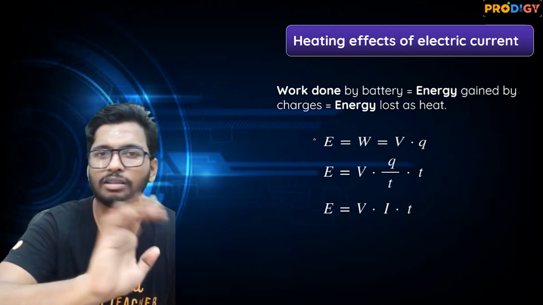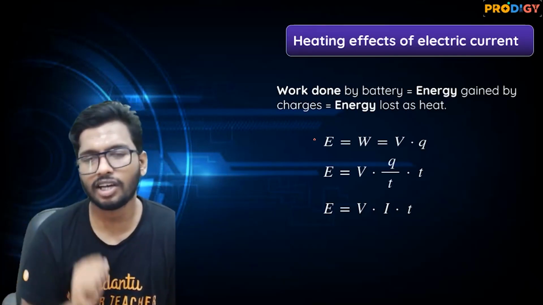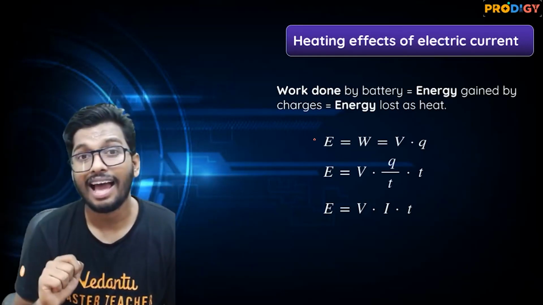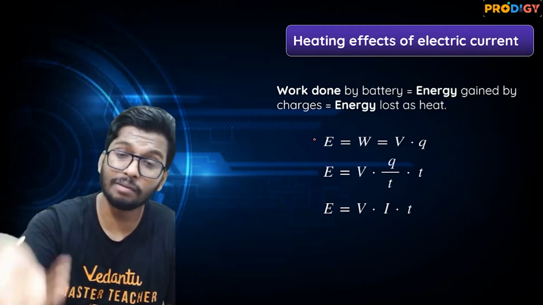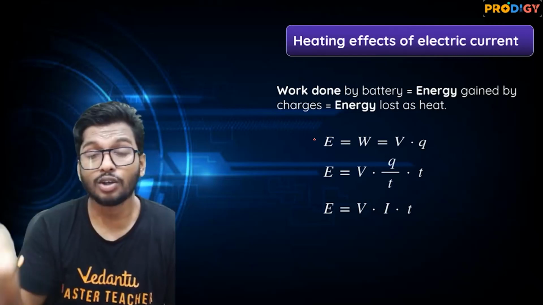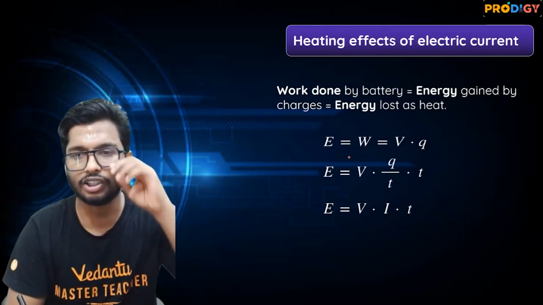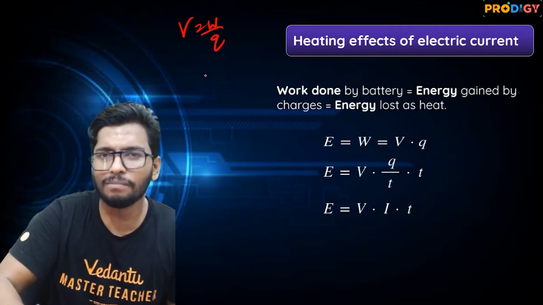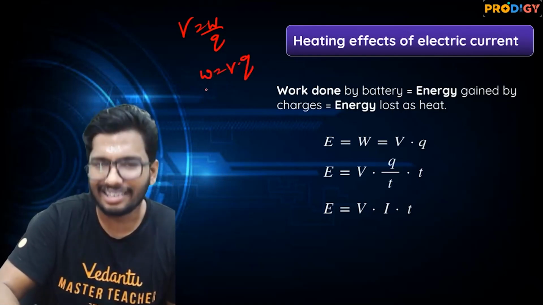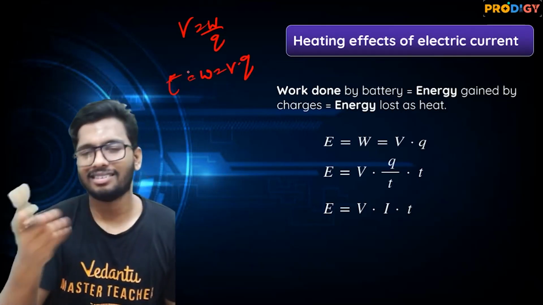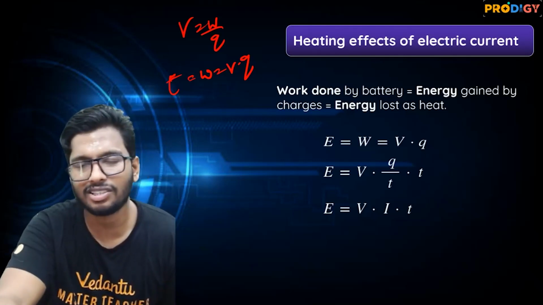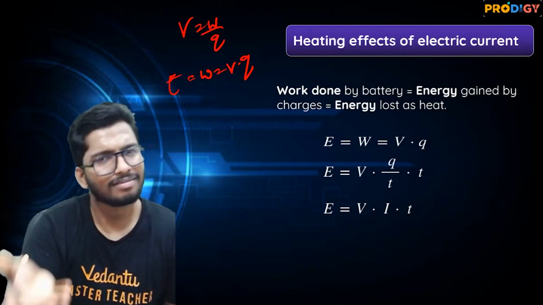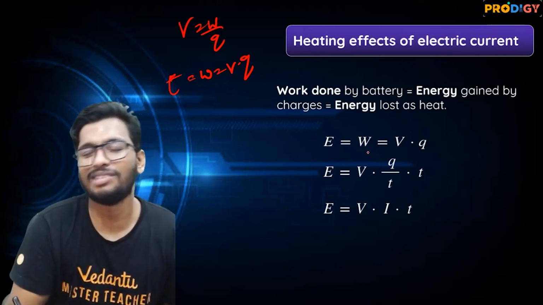See, guys, the work done by the battery is equal to the energy gained by the charges, because the more the work done by the battery, the more energy is gained by the charges, and they'll flow from one end to the other. And if they are flowing, they will also lose some energy, so the energy lost as heat is also the same. So I can write E, the energy, is equal to work done. The formula for work done, if you remember, V is equal to W by Q, so W is equal to V into Q. The work is done on the charges and the charges are gaining energy, and that's why they're moving from one end to the other. So I can write E is equal to W, which is equal to V into Q.